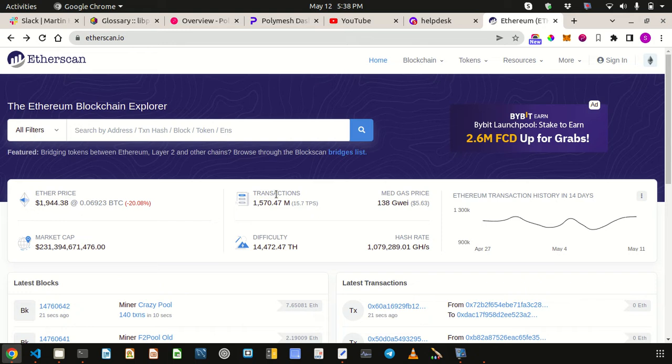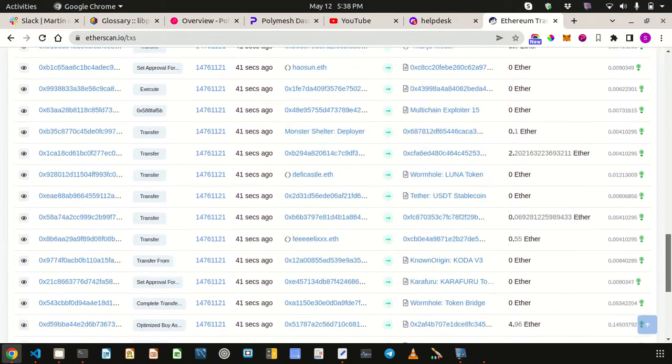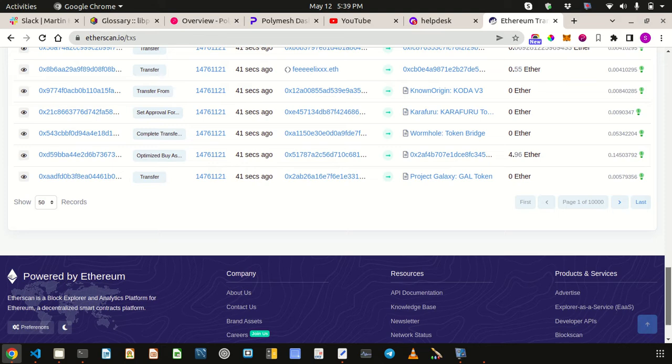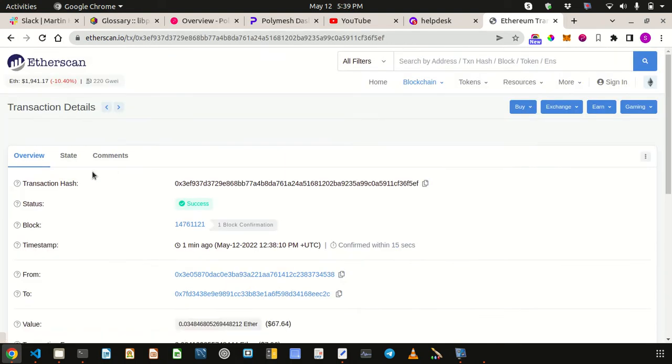The second information is the total number of transactions that have been executed in the Ethereum main network. It's around 1,570 million transactions, and you can see that at the moment the network is executing 15.7 transactions per second. So that's the speed of the transactions. If I click on this link, it will show you all the transactions that have been executed by now. And if I go down, you can see that there are 10,000 pages, and these are the transactions that have been executed recently. If I click on any transaction, you can see more details. We will come back to these details a little bit later.